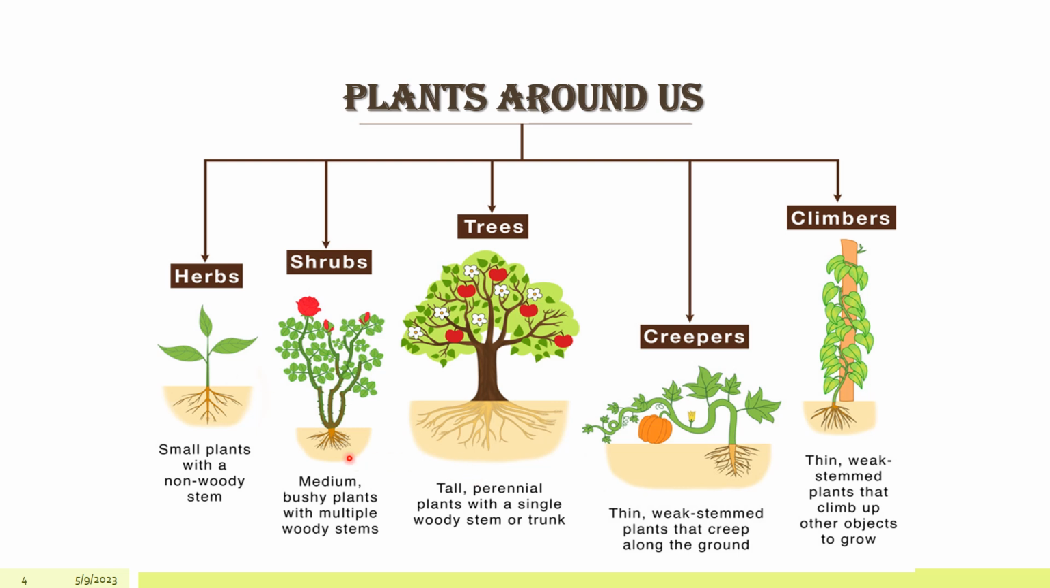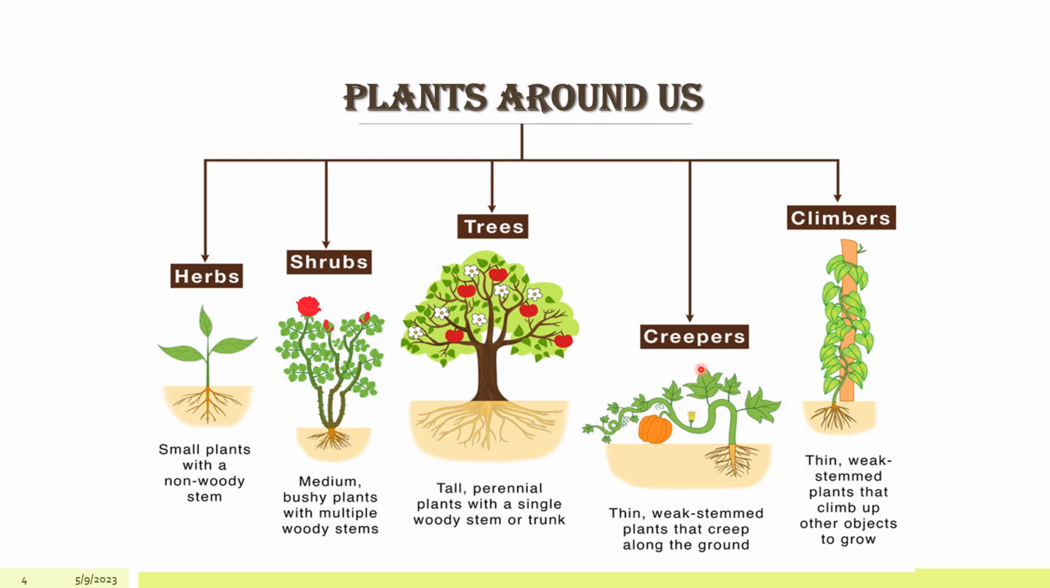Then we'll talk about the shrubs. Shrubs are medium bushy plants, right, with multiple woody stems. These do not have one single stem, but they have multiple, meaning many woody stems. Okay. Let's talk about trees. Everybody has seen trees around them. They are very tall, perennial, with a single woody stem or trunk. This large single woody stem is also known as trunk.